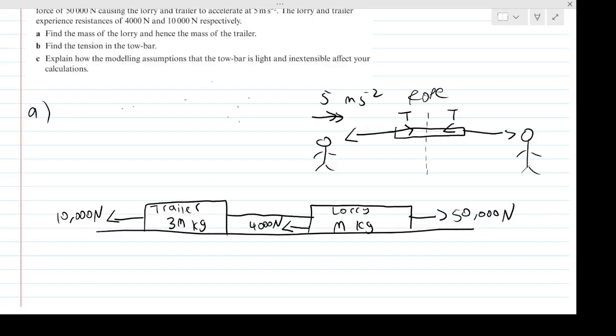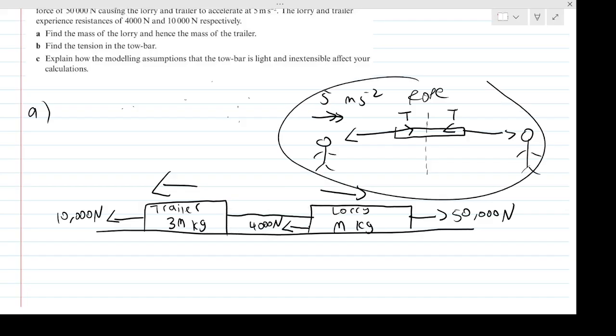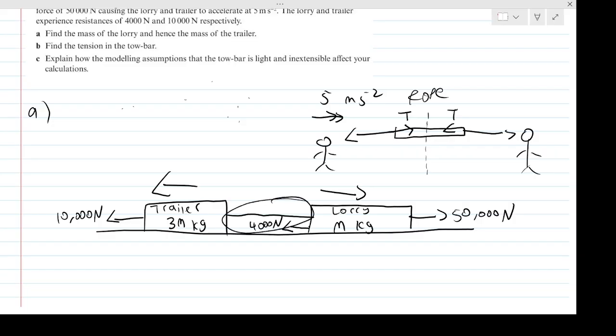So with that in mind, what's happening here with this tow rope is we've got the lorry that's trying to move it, trying to stretch it forward. And also we've got this resistance force trying to pull the trailer to the left. So you can see, again, it's kind of like this tug of war situation. We've got the lorry trying to push the rope one way, and the trailer trying to push the rope the other way. The tow bar is being stretched out.